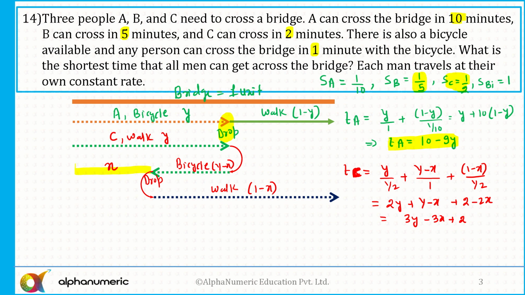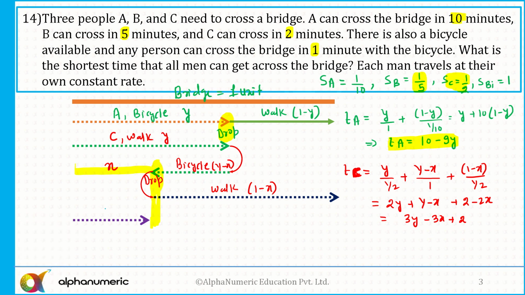Now let's come to B. So B will travel this much. Now remember here, again I am going to highlight. C has dropped the cycle here. So B will reach here and B will pick the cycle here. So I can write down the B.